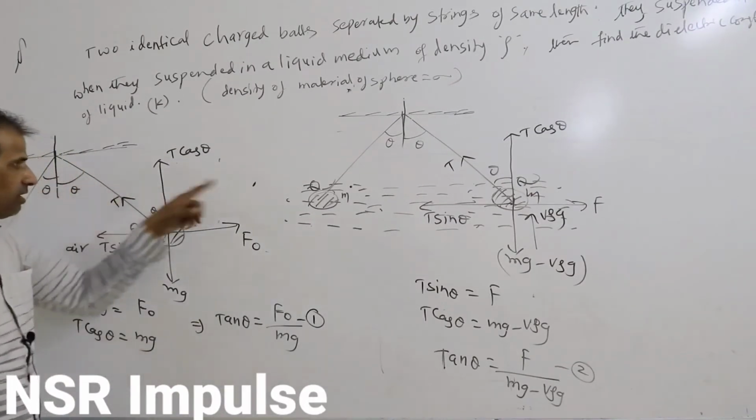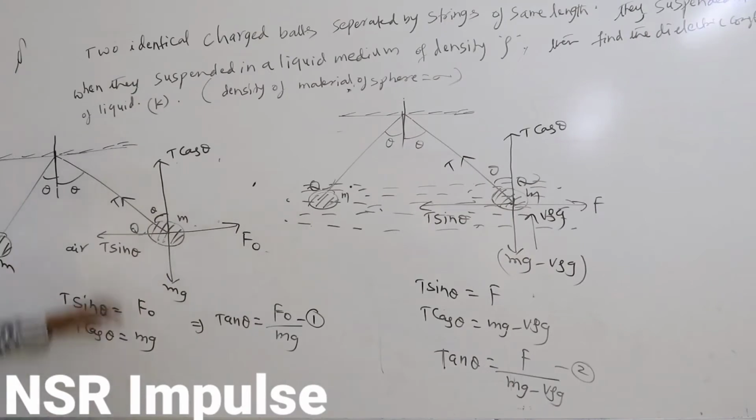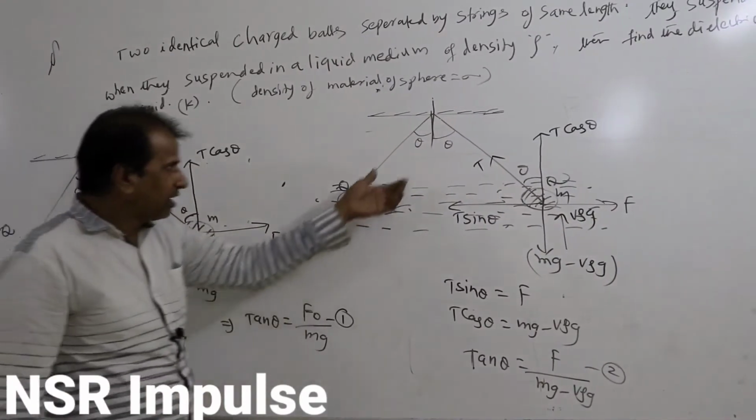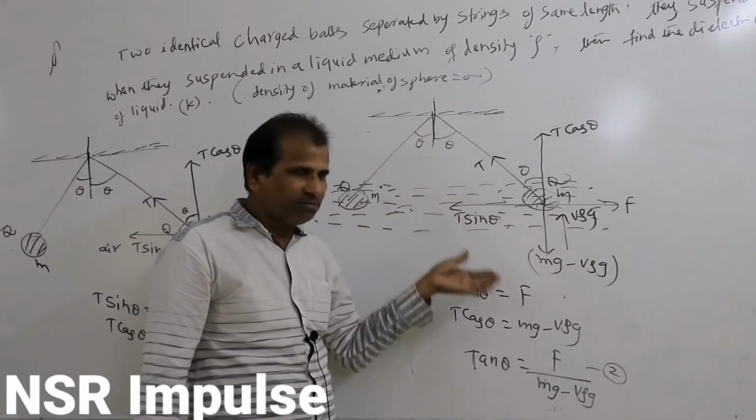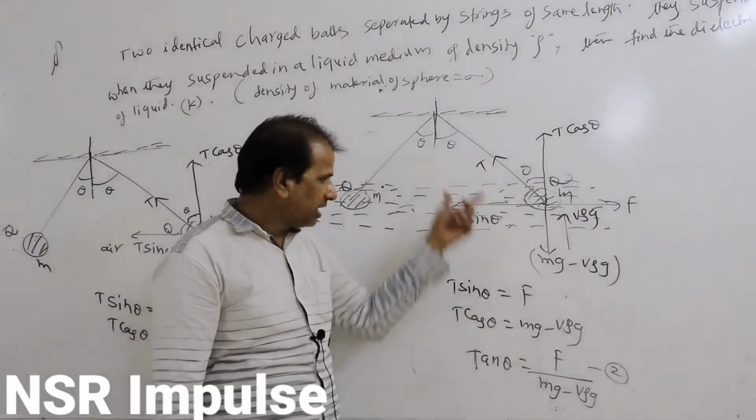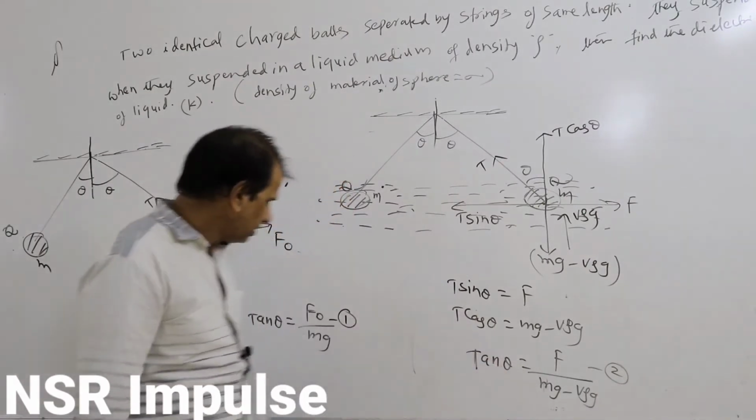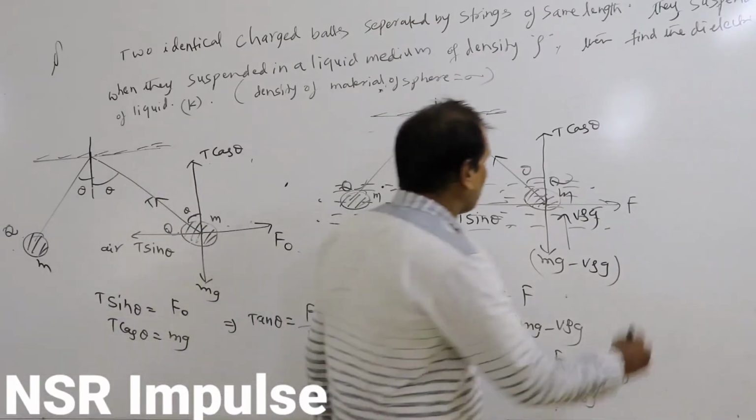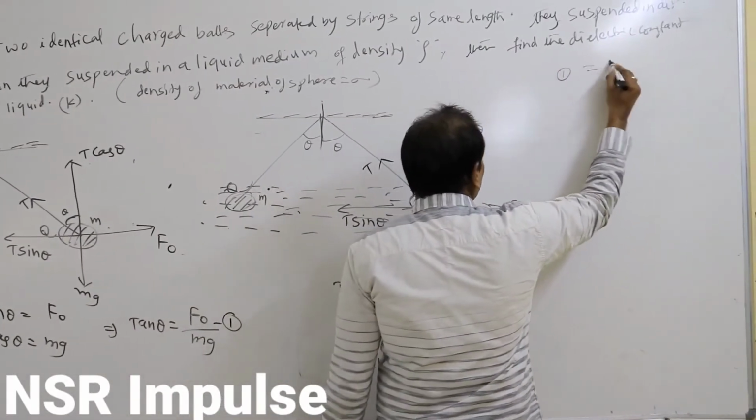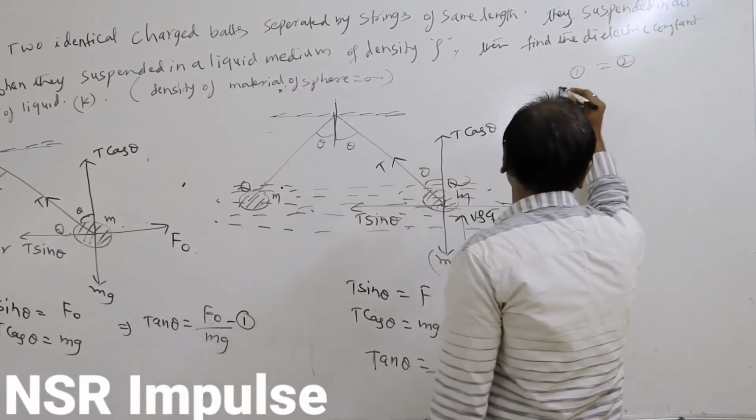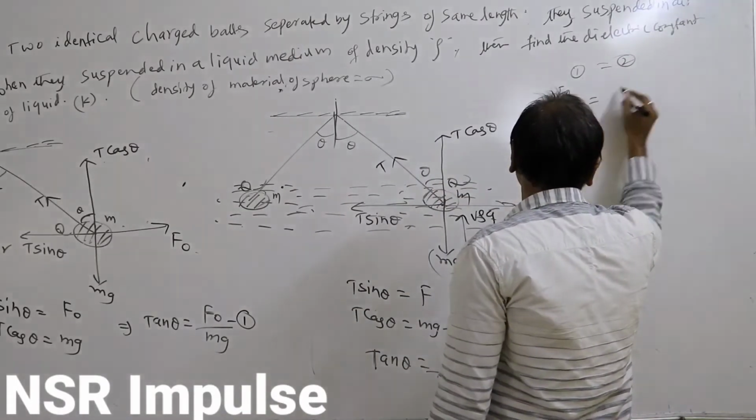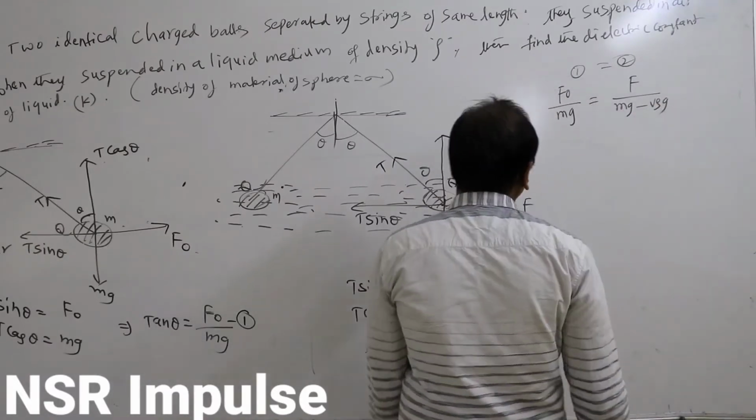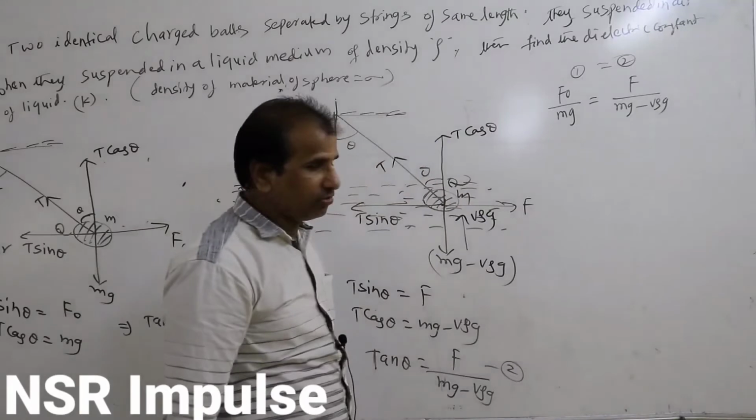See, one common thing here is the angle subtended, theta, in the air medium, and here also the angle subtended in the liquid medium is the same. We have assumed the same. As they are the same, theta has come the same. That's why in the first equation and the second equation, the left hand sides are equal. So you can equate the right hand sides, means 1 is equal to 2. So you can frame F naught by mg is equal to F by mg minus V rho g.